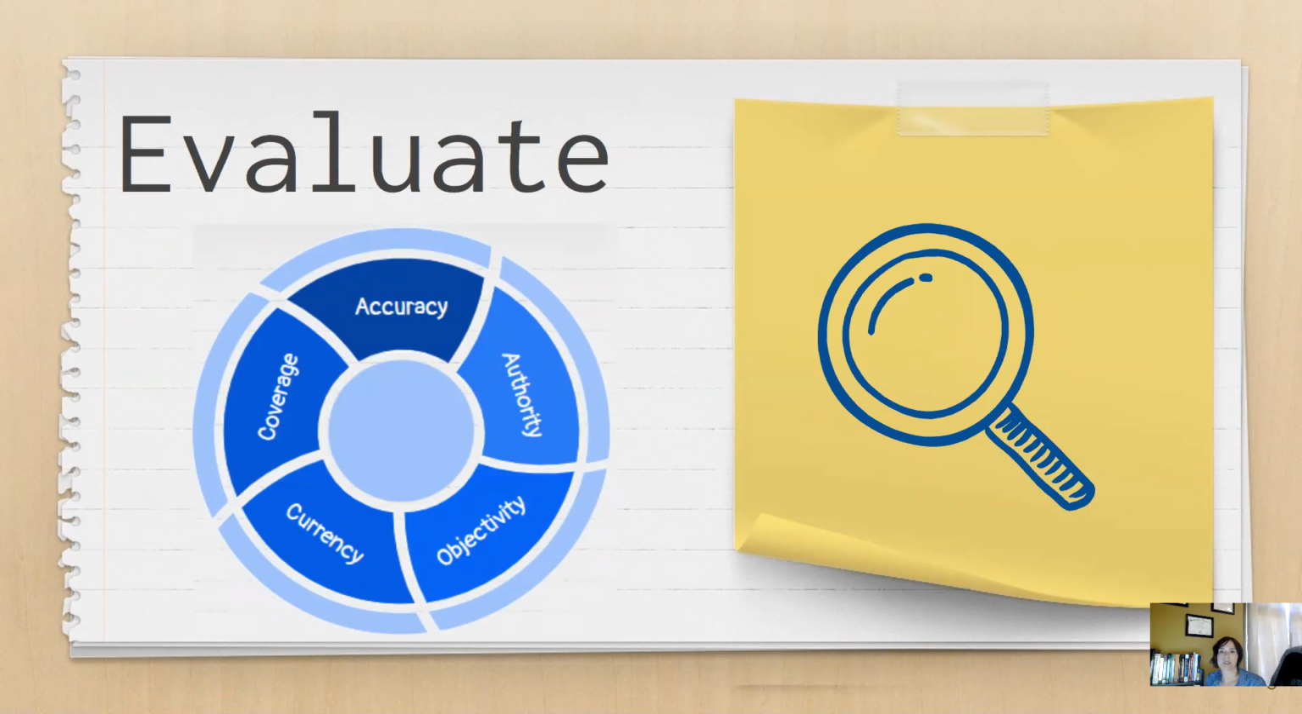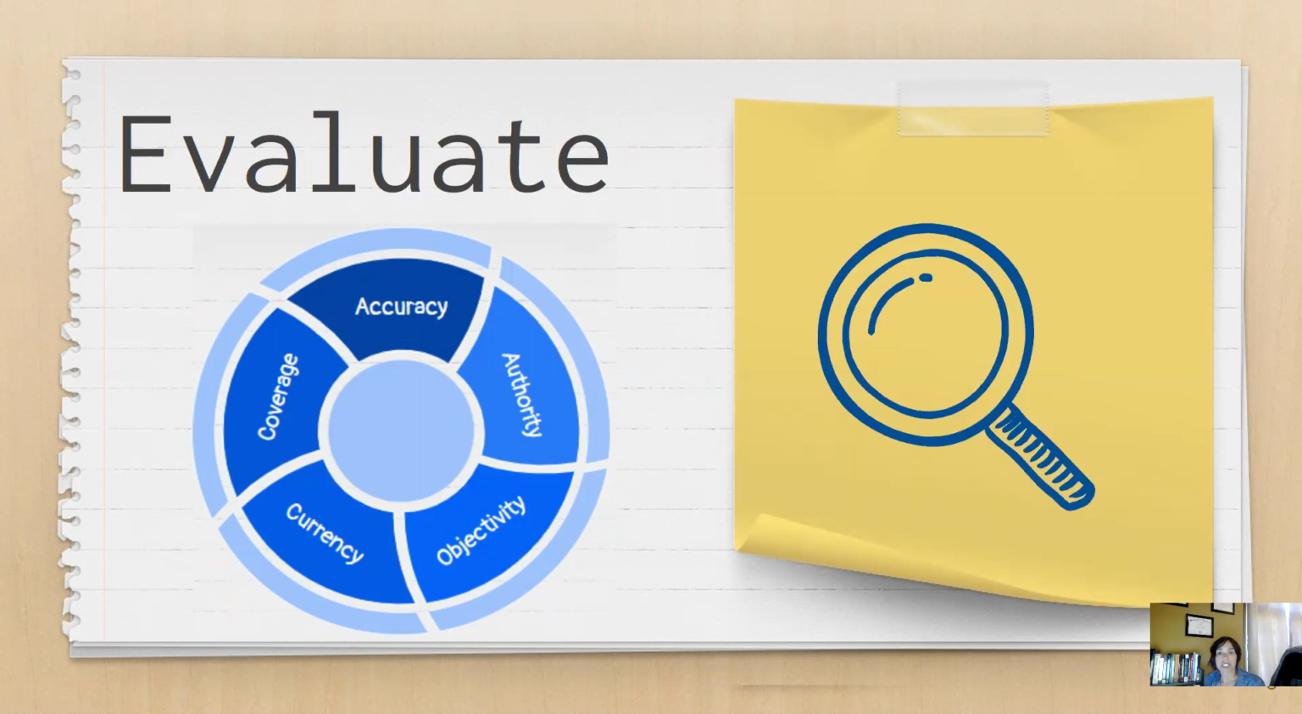You've accessed the information. Now, how will you evaluate information from your searches? Think about these 5 concepts. Is the information accurate? Is it the information you need? Does it answer your question? What's the authority of the information? Does it come from a credible source? How objective is it? Does it provide good evidence supporting the information, or does it appear to be more opinion-oriented?